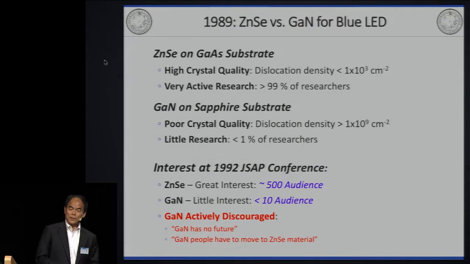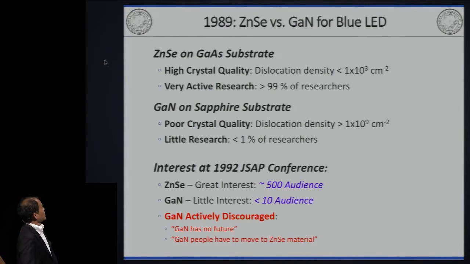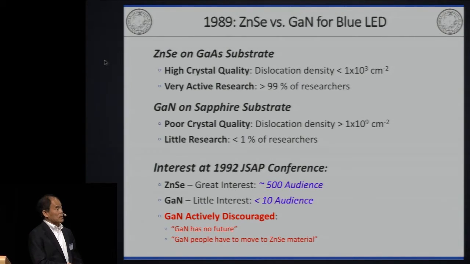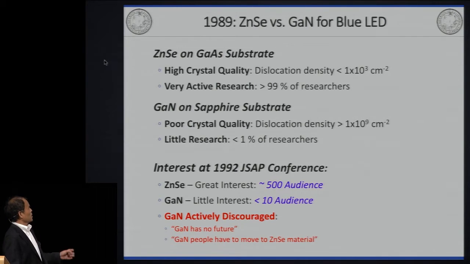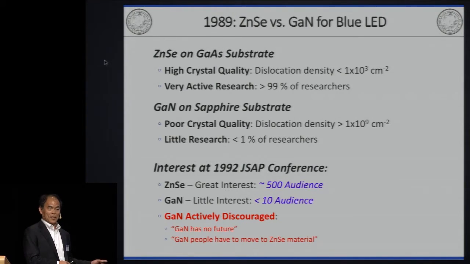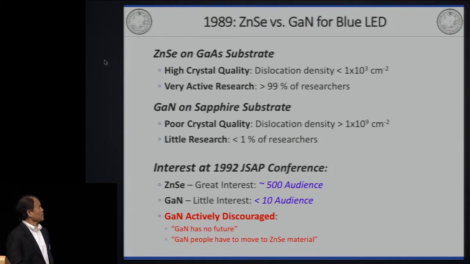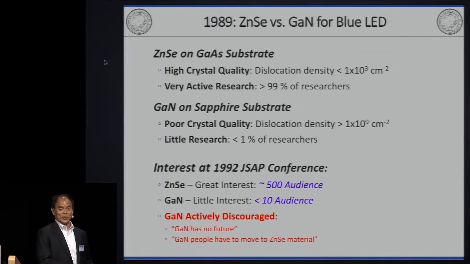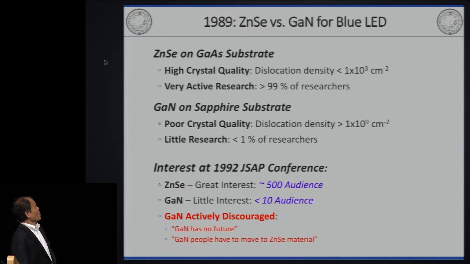In my case, I started the blue LEDs in 1989. For zinc selenide on gallium arsenide, the crystal quality is high, with dislocation density less than 10 to the third. So basically 90% of researchers selected zinc selenide to develop blue LEDs. Gallium nitride on sapphire has poor crystal quality, with dislocation density more than 10 to the ninth. You can see a six-order difference, a huge difference. So few researchers worked on this material.